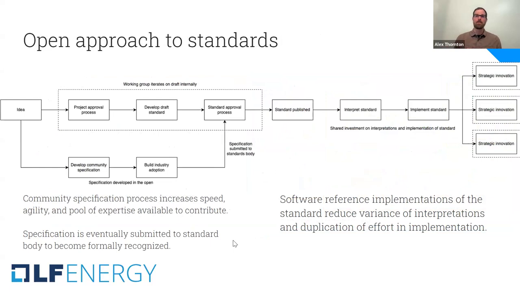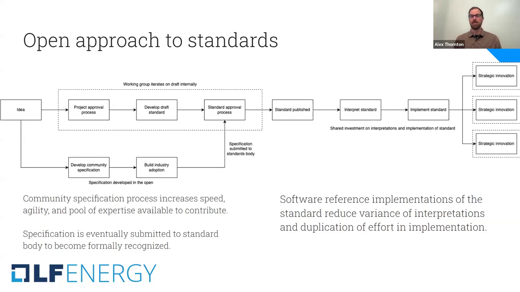So open standards are very much a complement to the traditional standards process. You start with an idea, and instead of going through this standards-based project approval process, you take it to a community specification, which any group of organizations can pursue. It's low friction. You start putting together the specification that you think solves the problem space that you've defined. And with that specification in hand, you can build industry adoption.